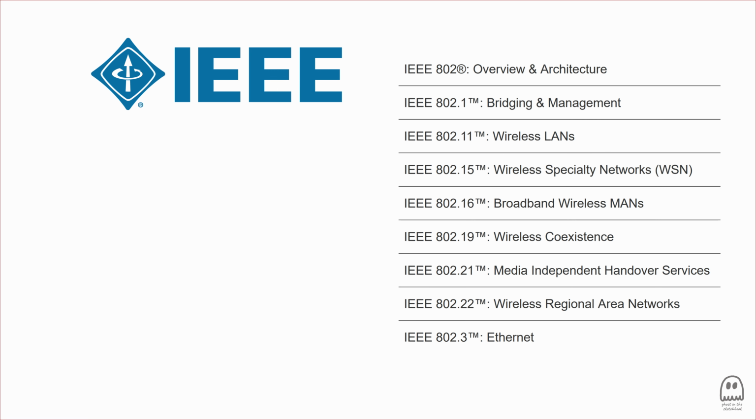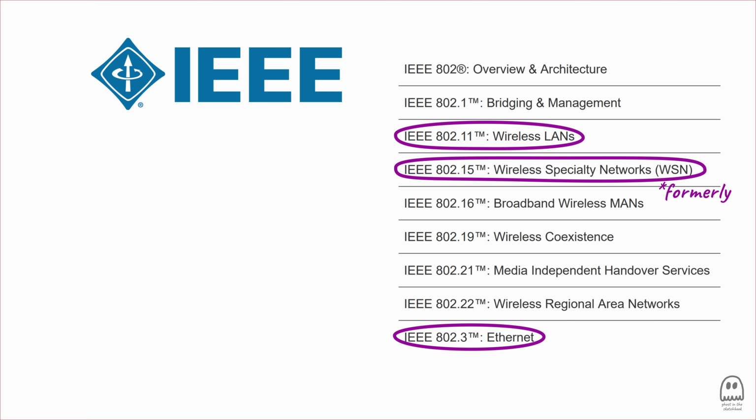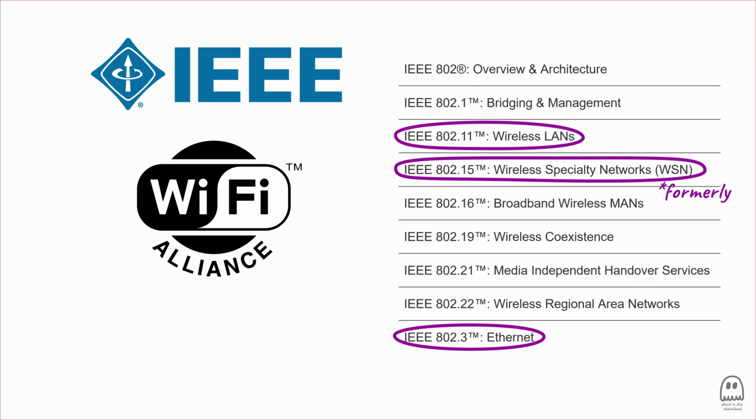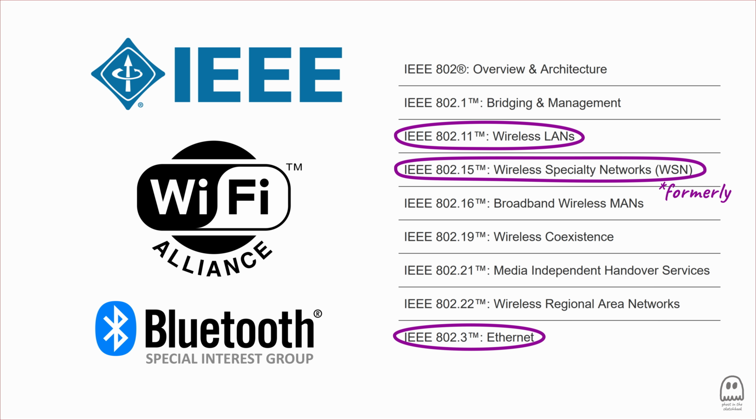Another major body is the Institute of Electrical and Electronics Engineers. This is a professional association that, among other things, maintains the 802 specification we saw earlier, which is itself what Ethernet, Wi-Fi and Bluetooth derive from. The latter two of these in fact have their own non-profits which maintain them, those being the Wi-Fi Alliance and the Bluetooth Special Interest Group.